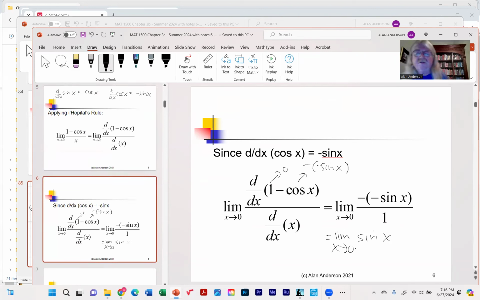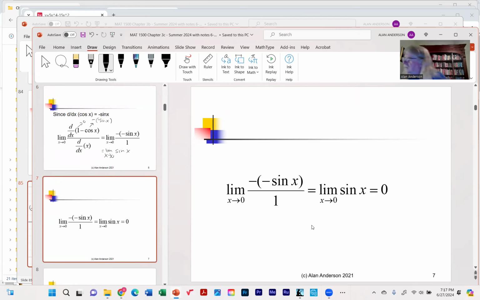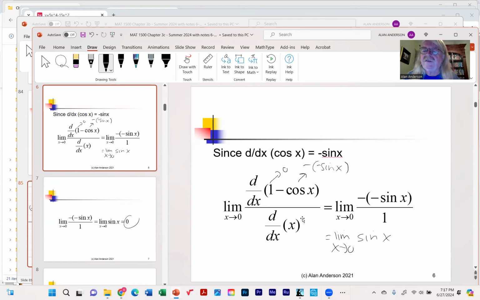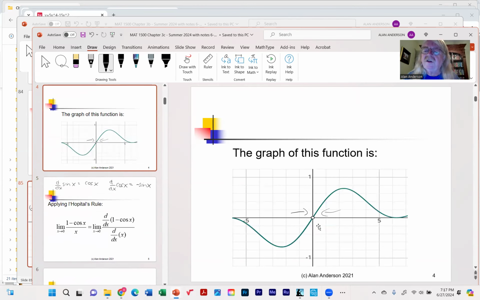In the denominator, the derivative of x is just 1 based on the power rule. So if you plug that in, if you go back to your calculator, the sine of 0 is 0. And that's exactly what you would have expected after seeing this graph. You can see that while there's a hole in the function, the hole is at 0.